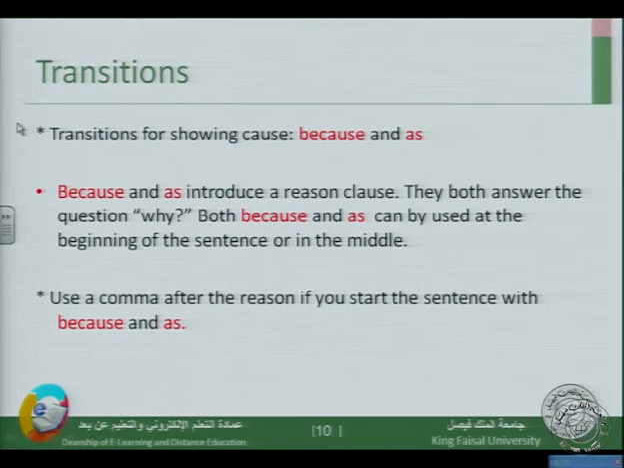Because and as can be used at the beginning of a sentence or in the middle. And you need to pay attention that you have to use a comma after the reason if you start the sentence with because and as. So these are kind of advices on what you can do when you write a cause and effect essay.